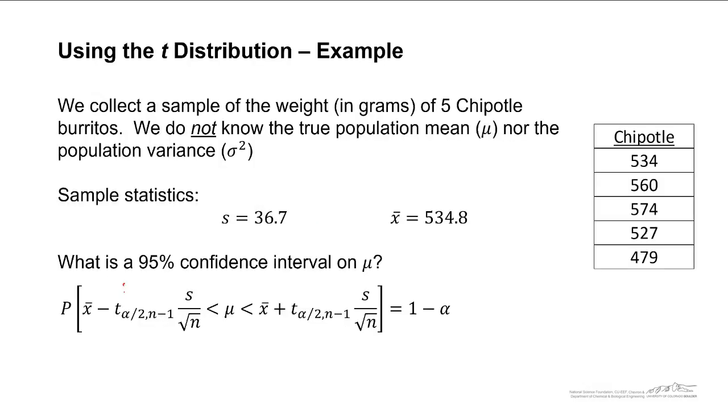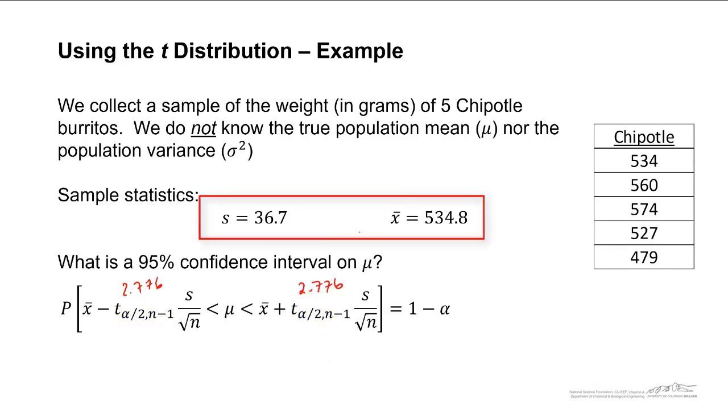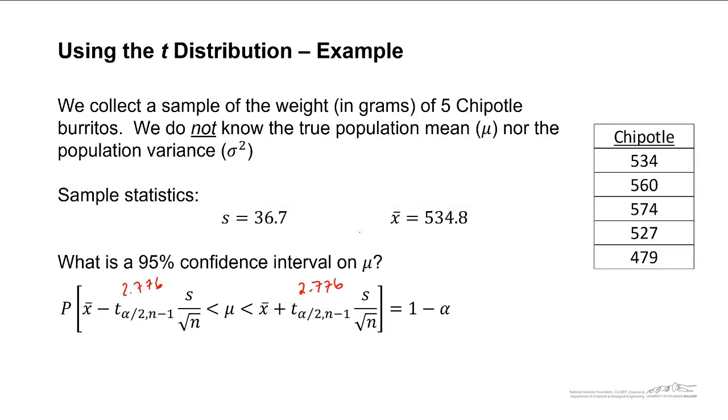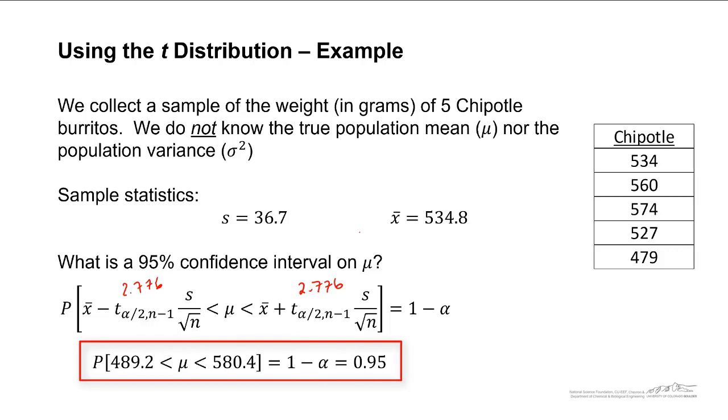So if we substituted 2.776 for both of these values, we used our S and our X bar calculated above with our N, our sample size of 5, we would end up with our 95% confidence interval here of 489.2 to 580.4. That means, based upon our sample of these 5 chicken burritos, the mass, we can be 95% certain that the true population mean of chicken burritos is between 489.2 and 580.4. And we would run a 5% risk that the true mean is not in that interval.